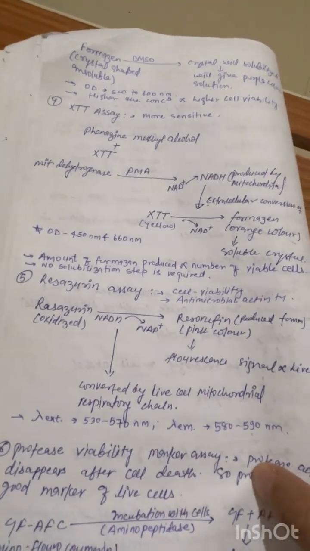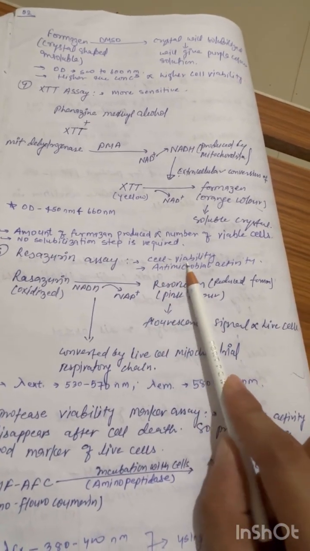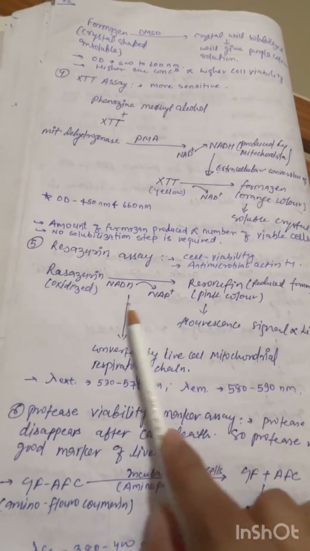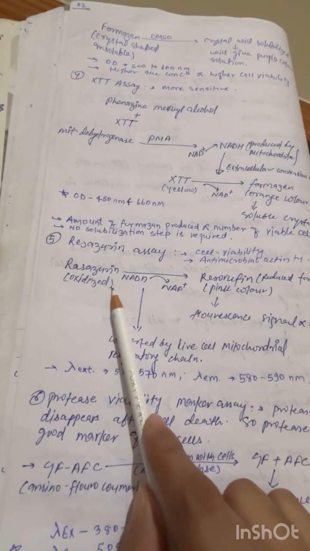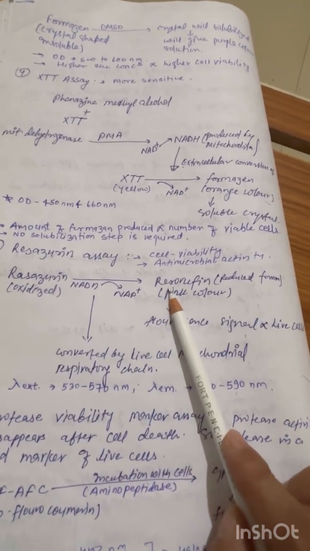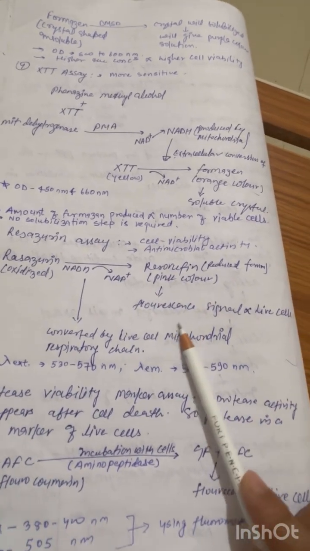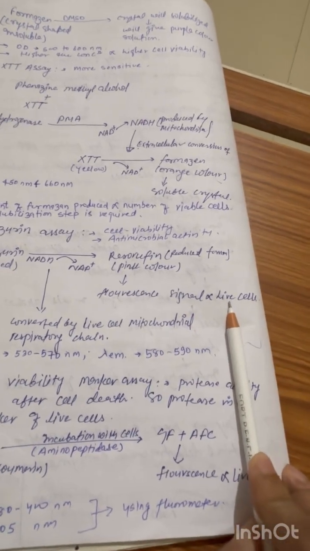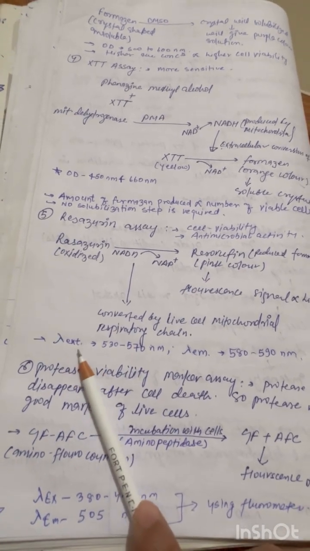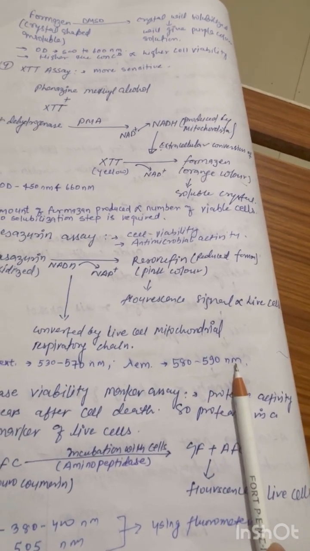Next is the resazurin assay. It is also known as the Alamar blue assay. It is used for the viability of cells and to determine antimicrobial activity. In this assay, resazurin, oxidized in nature, will be reduced to resorufin, which is the reduced form, and it is pink in color, and it will give a fluorescence signal which will be proportional to the live cells. Here the fluorescence excitation wavelength is 530 to 730 nanometers and the emission wavelength is 580 to 590 nanometers.